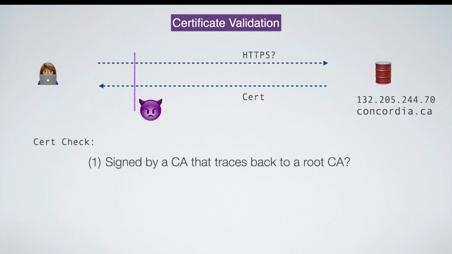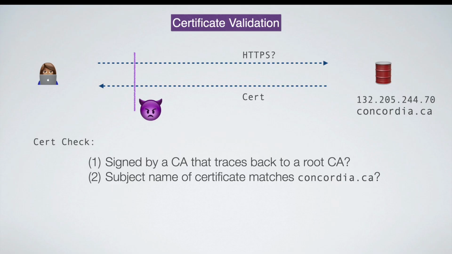Okay, so the first thing that we all know is when you get a certificate, we look at it and we see that it traces back to a root certificate. So the certificate was signed by a CA, and that CA was signed by another CA, and eventually we find a CA that signed everything that is in our computer already. It's already hard-coded in our computer.